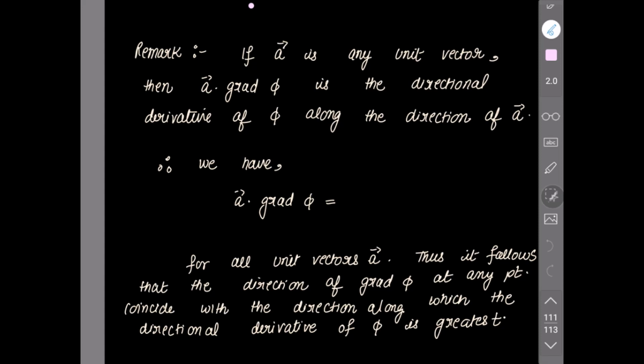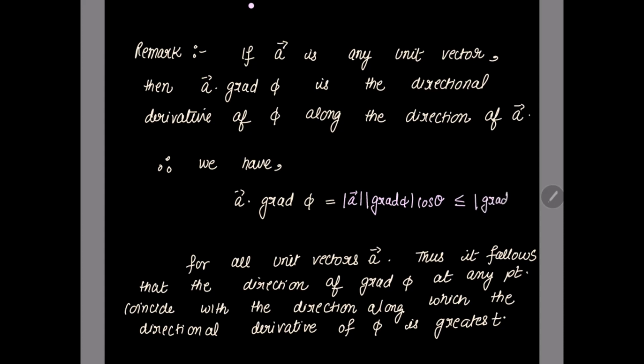So we have a vector dot grad phi, and the dot product can be calculated as mod of vector A, mod of grad phi, cos theta, right? And this is further less than or equal to mod of grad phi. Can I write like this? Alright. Now this is for all the unit vectors A.